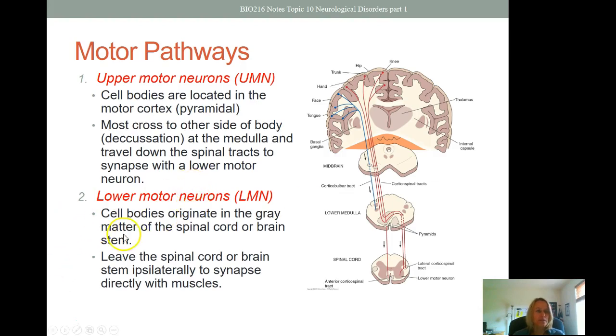Okay, so it takes 2 neurons to get to a muscle. We have the upper motor neuron. Their cell bodies are located in the motor cortex, and most of these cross over at the level of the medulla and then travel down the opposite side of the spinal cord. Here then they synapse with the lower motor neuron to innervate the muscle.